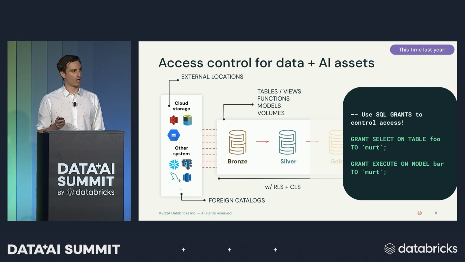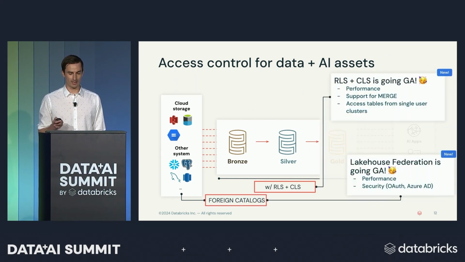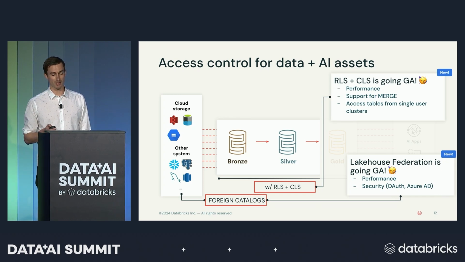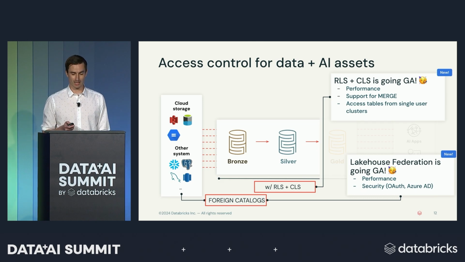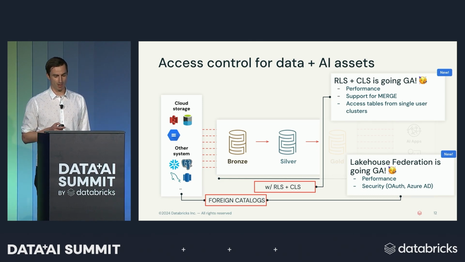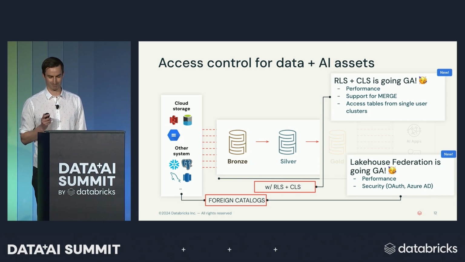I wanted to give a couple of quick updates to this diagram. So really quickly, the row and column level access control, we've seen great uptick, good use of this by customers. It's going GA, which is really exciting for us, as is Lakehouse Federation that Matej talked about earlier. So both of these features are the last ones on the previous slide to go GA. So we're really excited about that.